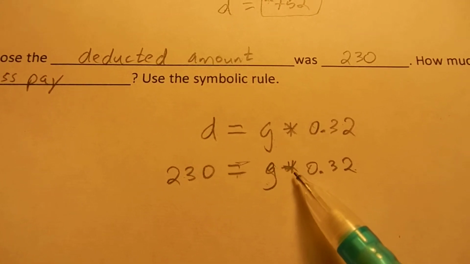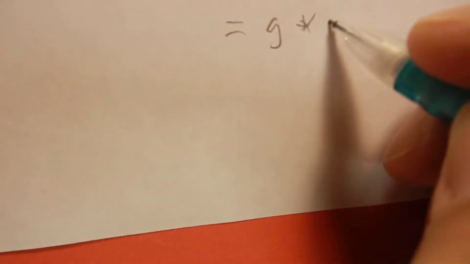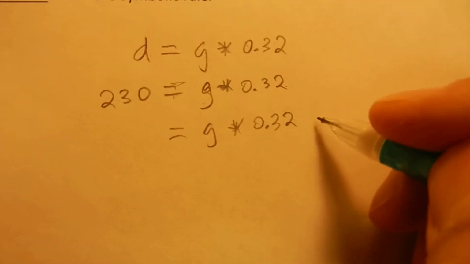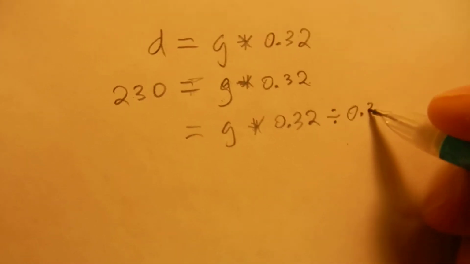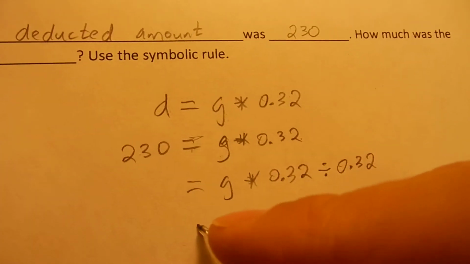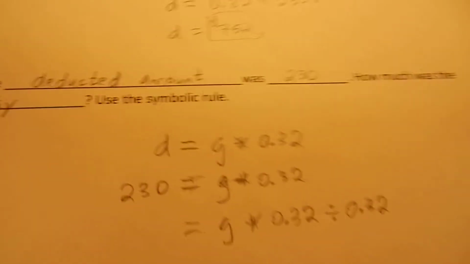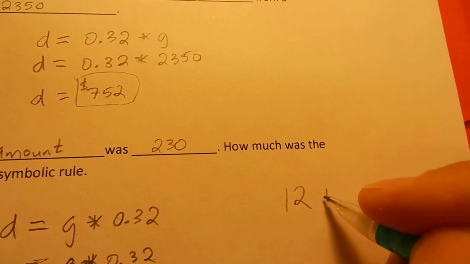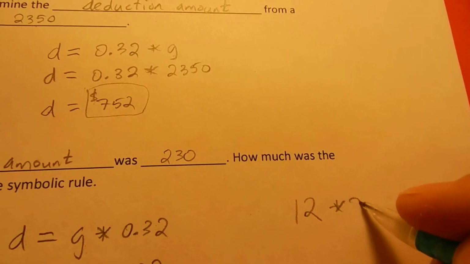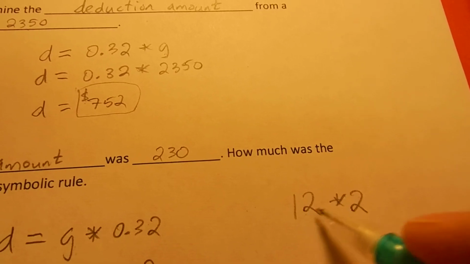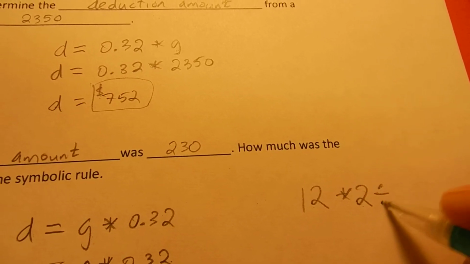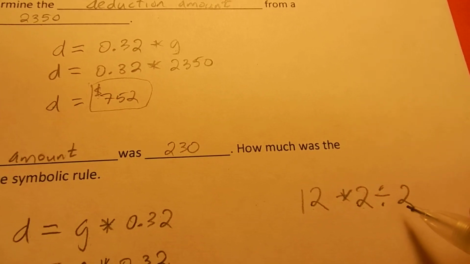And hopefully you are thinking divide by 0.32. So if I take this right side and divide it by 0.32, I want you to see that this undoes this. Let me go off to the side and kind of prove it to you. What if I take a number and multiply it with, let's say 12, multiply it with 2? What do I get when I take 12 times 2? Hopefully you're thinking 24. But what if I divide by that same value 2? Now what does that give me?